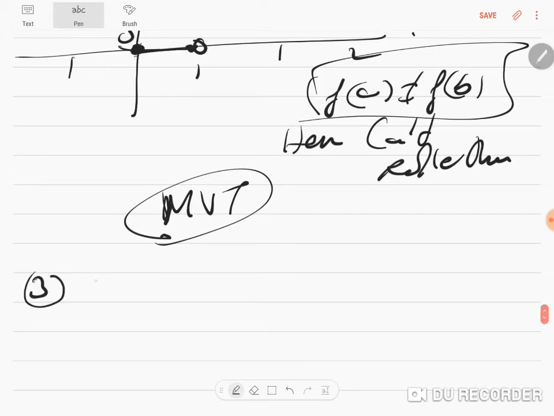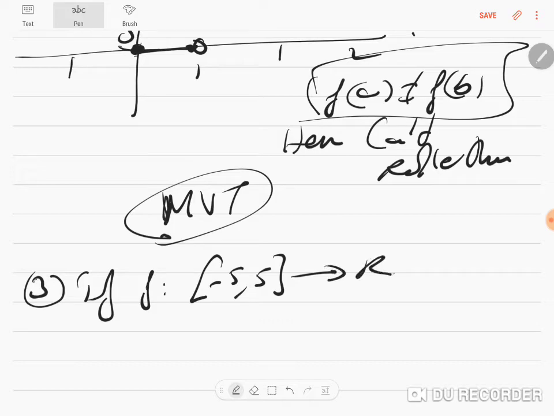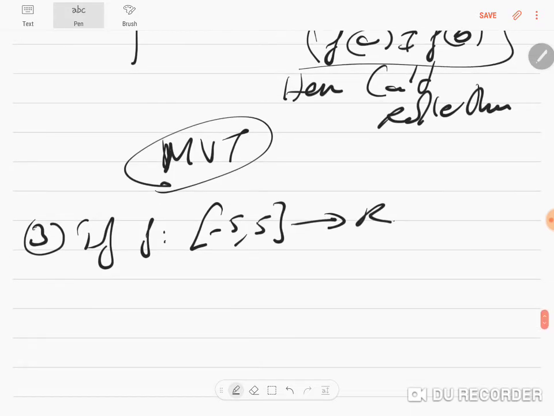Third sum, if f from minus 5 to 5 is the domain, related to the range of real numbers, a function between minus 5 and 5 is a differentiable function.